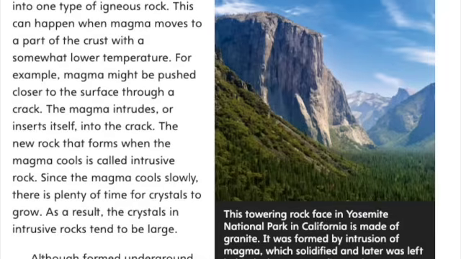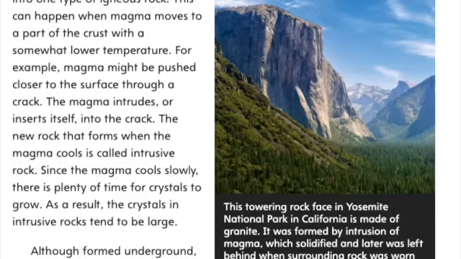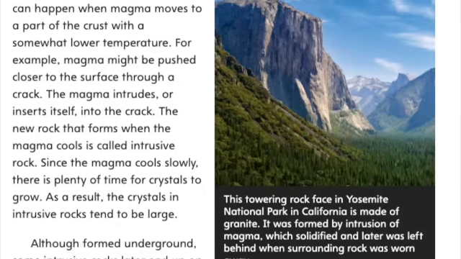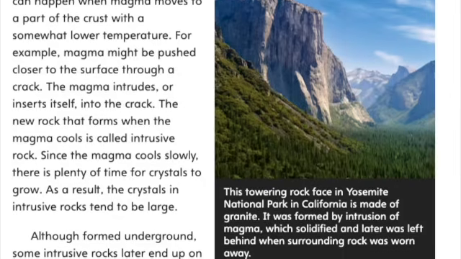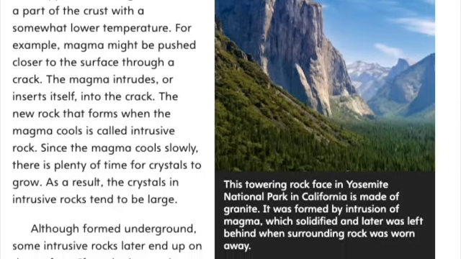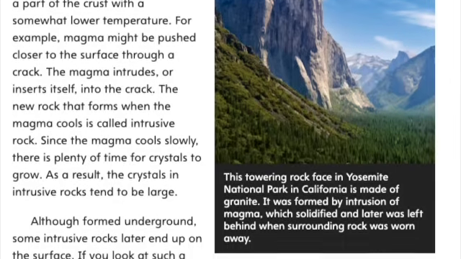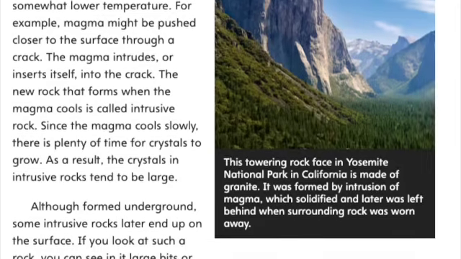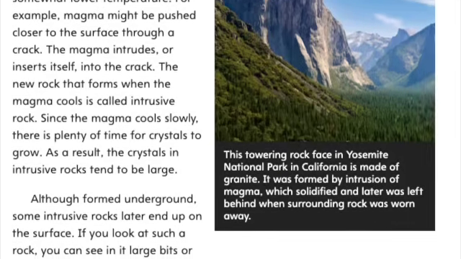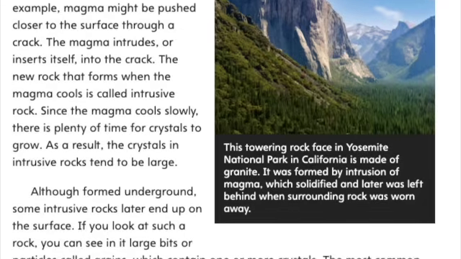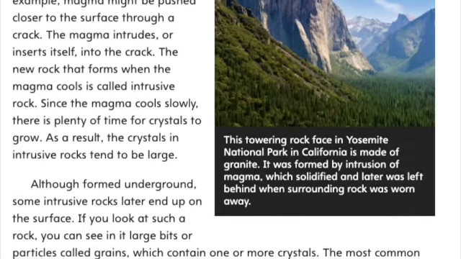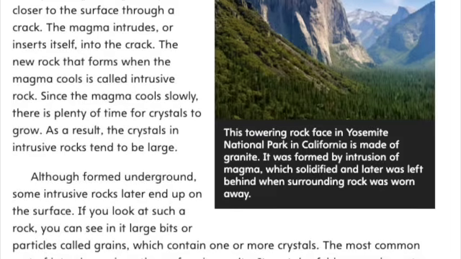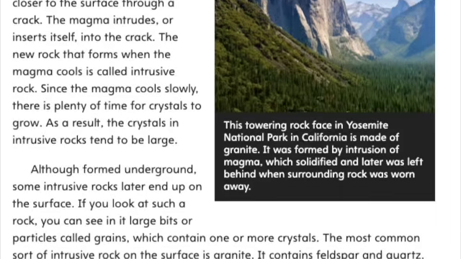Since the magma cools slowly, there is plenty of time for crystals to grow. As a result, the crystals in intrusive rocks tend to be large. Although formed underground, some intrusive rocks later end up on the surface. If you look at such a rock, you can see it in large bits or particles called grains, which contain one or more crystals. The most common sort of intrusive rock on the surface is granite.